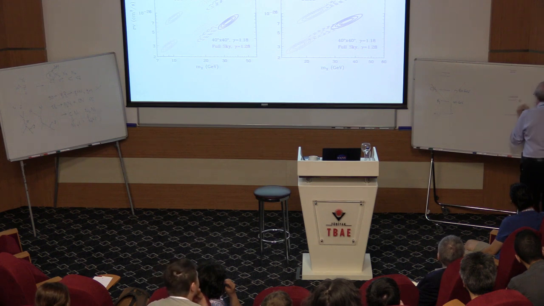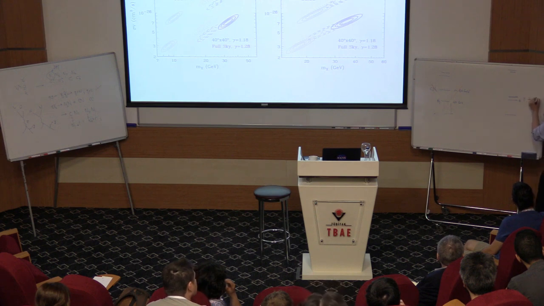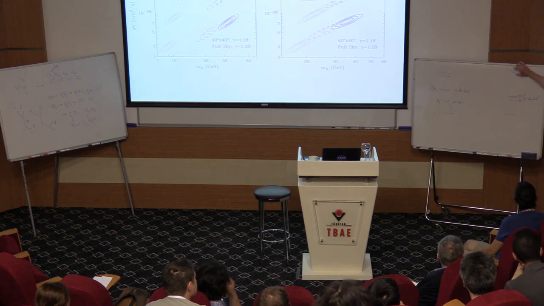So N1 is here. This gap is a few GeV. Here's N2 and C1. And then these guys are at some enormous energy. So these are the partners of the Higgs bosons, and these are the partners of the W, Z, and photon. OK, well, this number is too small.